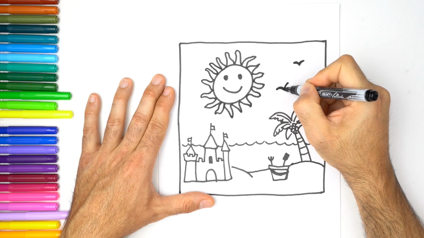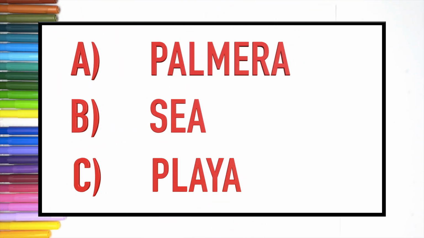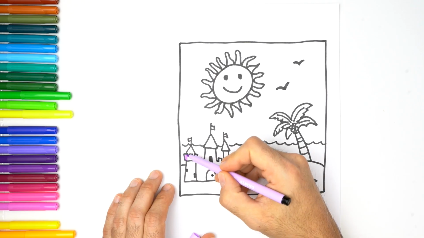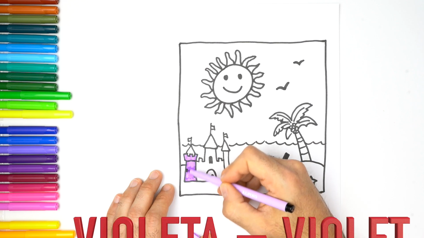It's time for the question of the day. How do you say beach in Spanish? At the end of the chapter, we will know it. Now let's fill the drawing with color. Let's go with the violet color. That is said VIOLETA.